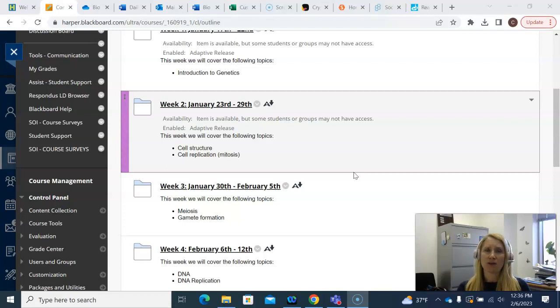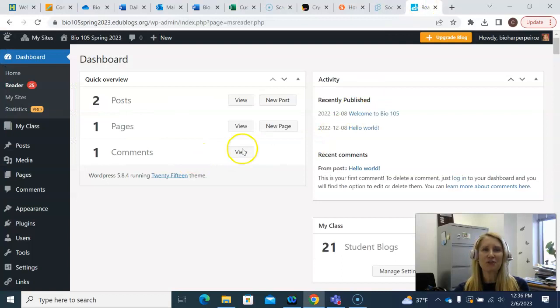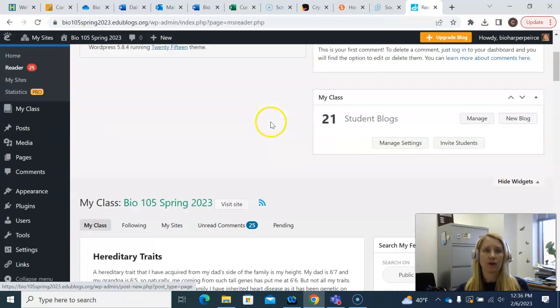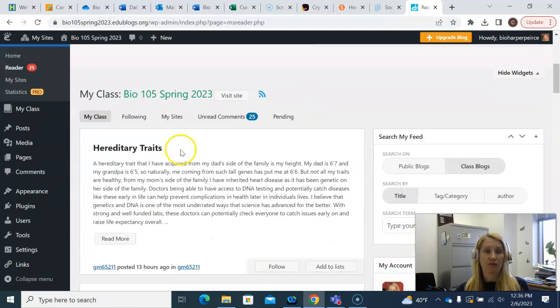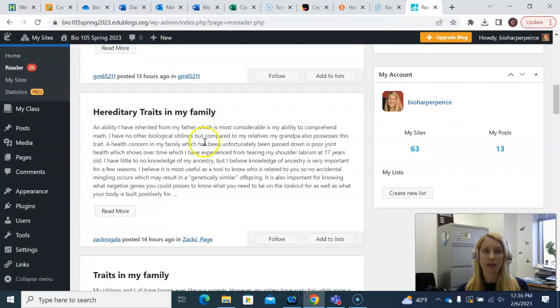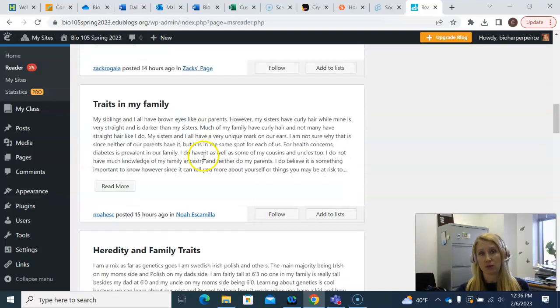The other thing I wanted to comment on was the blog posts. I've really enjoyed looking at and reading some of your blogs. As a reminder, to see the other students' blogs in our class, go to your dashboard when you log in and click the button that says Reader. You have to scroll down, and this is where you will see the posts from everyone in our class.